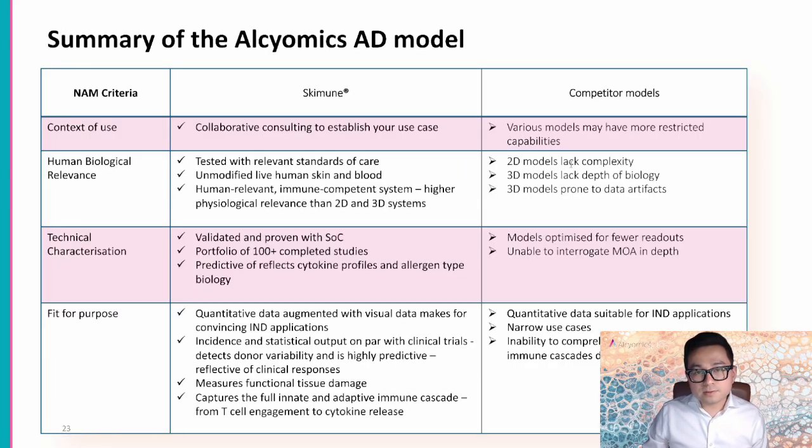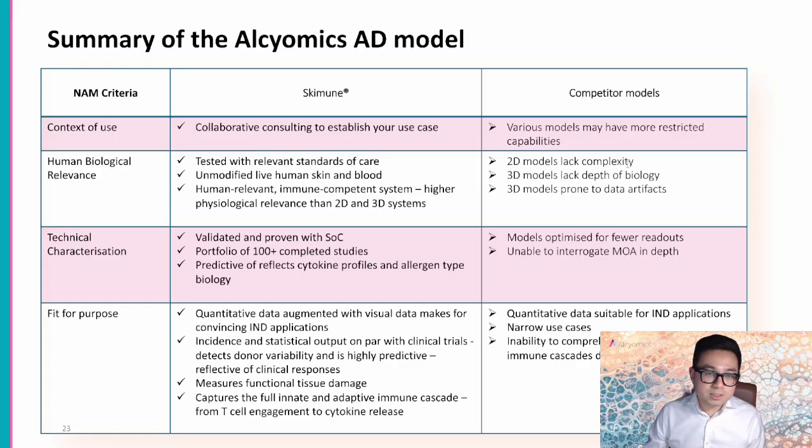Pulling this together, we can consider the model against a broader NAM criteria. This summary slide brings together the main features of the model. New alternative methods should meet 4 criteria: context of use, biological relevance, technical characterization, and the model should be fit for purpose. In terms of context of use, SCIMMUNE is positioned as a collaborative model where the study design can be shaped around your specific therapeutic question.